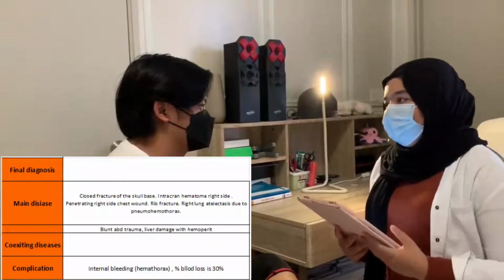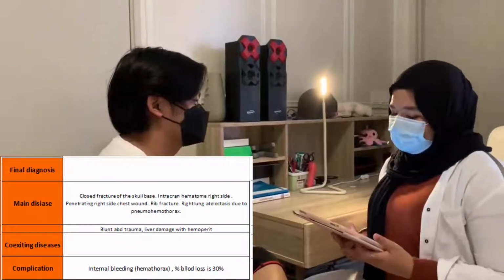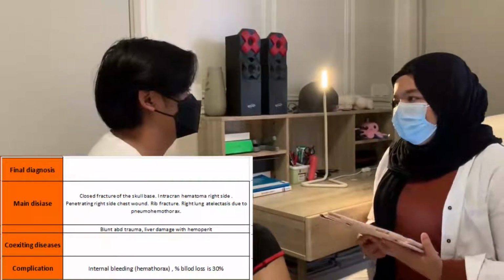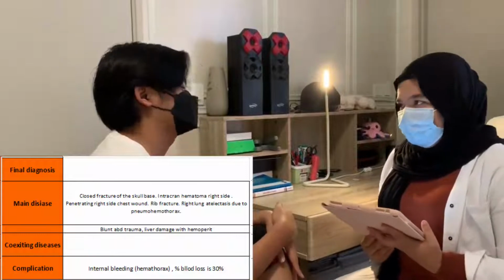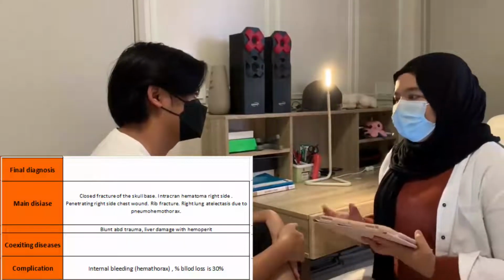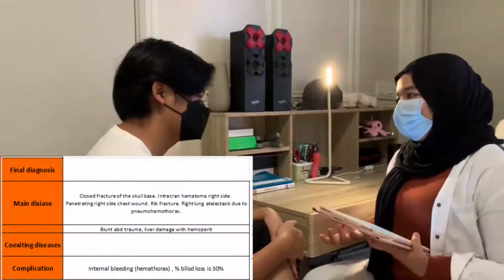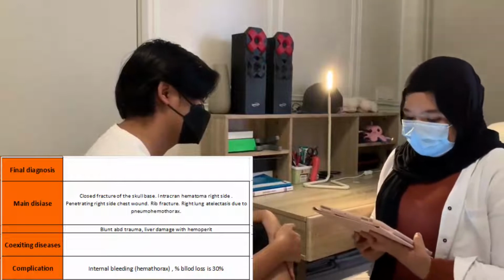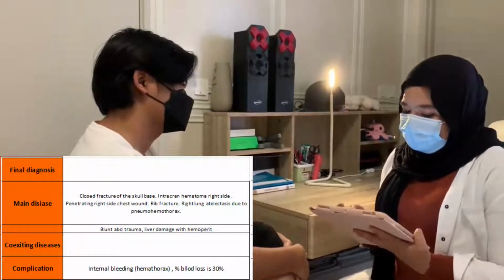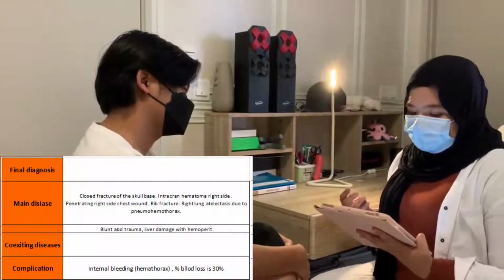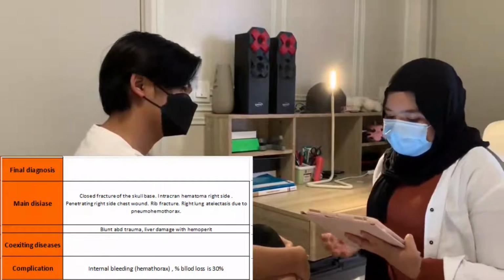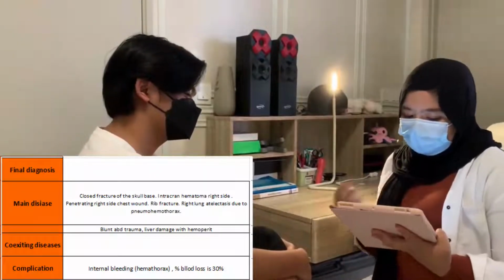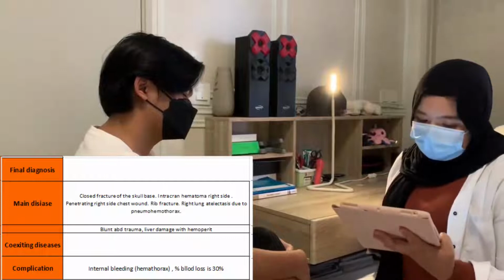So after all the tests that we have done on the patient, we have come to this final diagnosis: the patient has closed fracture of the skull base, and he also has intracranial hematoma on the right side. He also has a penetrating right side chest wound, rib fracture, right lung atelectasis due to pneumohemothorax, and blunt abdominal trauma and liver damage with hemoperitoneum. The complications of this are internal bleeding, hemothorax, and 30% blood loss.